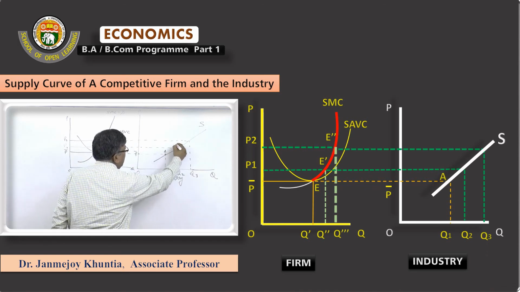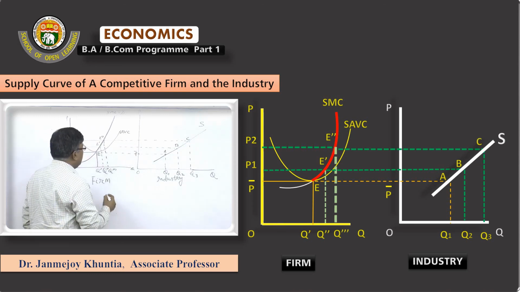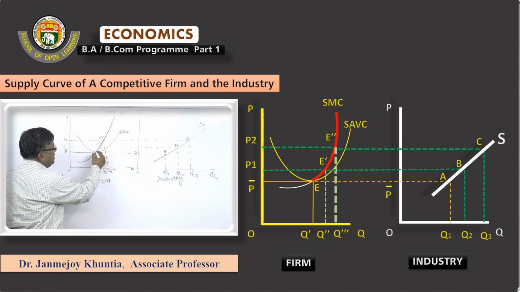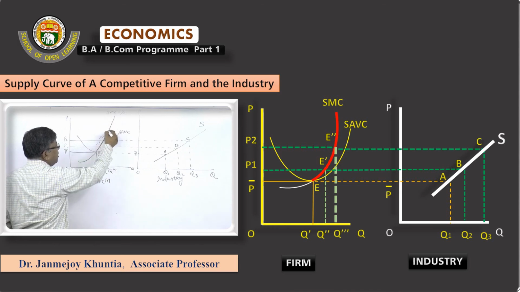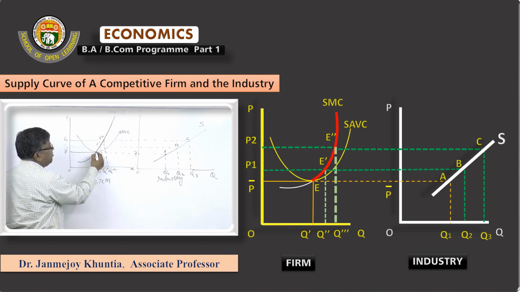So point A, B, C. The locus of ABC is the industry supply. The locus E, E dash, E double dash, which is nothing but the upward portion of the marginal cost curve above the minimum point of short-run average variable cost, is the firm's supply curve.